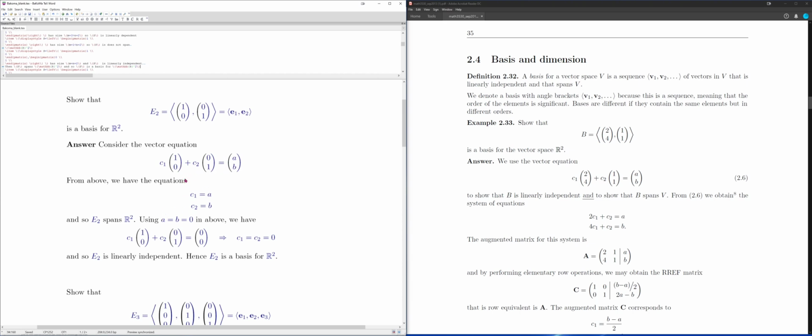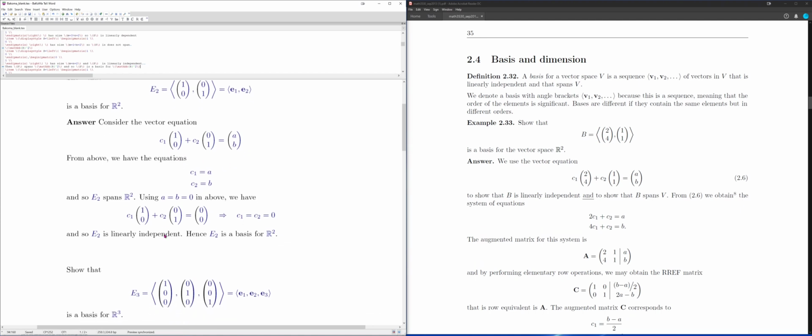Okay, and then once you show the span, you now need to show the linear independence. How do you show the linear independence? You consider this vector equation. You have these two vectors here, and you want to show that they're linearly independent. So it's C1 times the vector (1, 0), and then C2 times the vector (0, 1), and set that equal to the 0 vector. You solve this and see if C1 must be 0 and C2 must be 0.